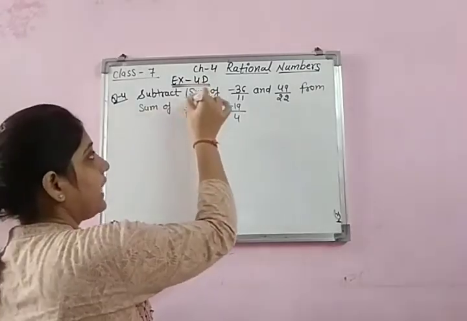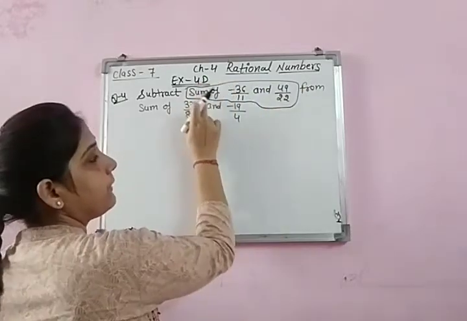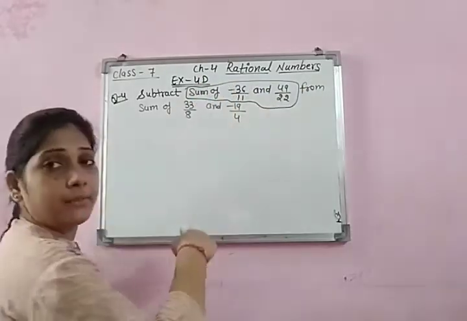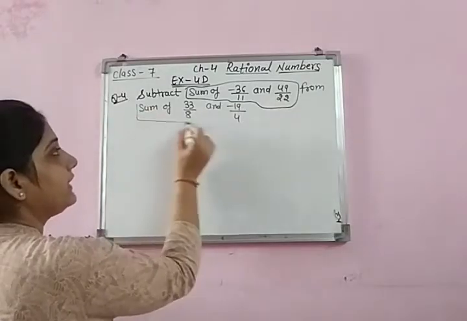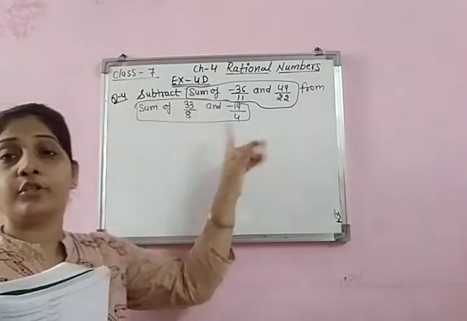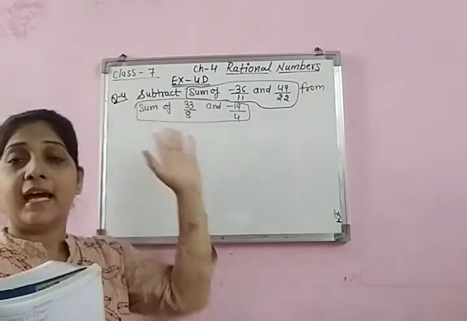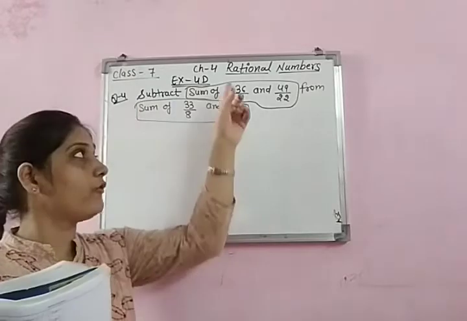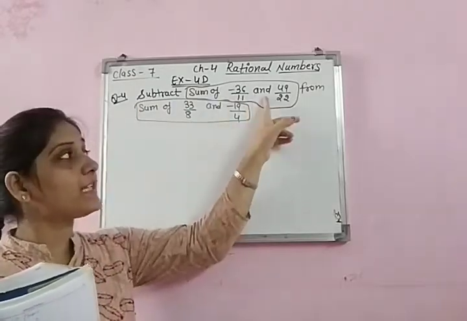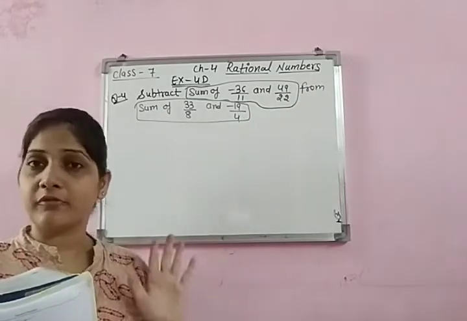First I have to find the sum of these two rational numbers. Then I will find the sum of the next two rational numbers which are given to me. And then, as the third step, I have to subtract the answers of both. It means this answer from the second one. You have to remember the concept of 'from' also.